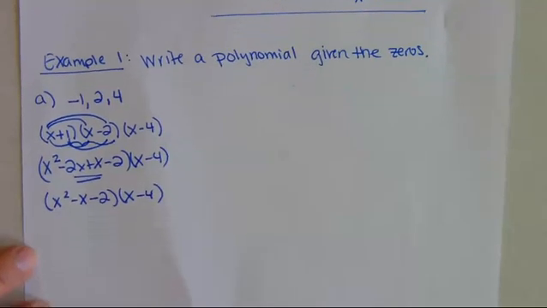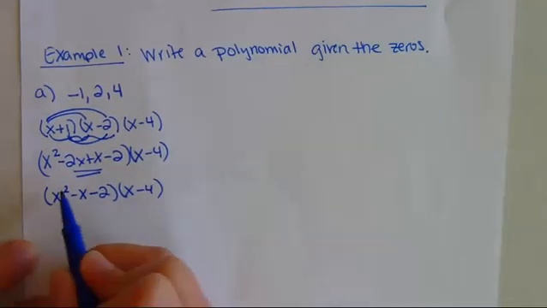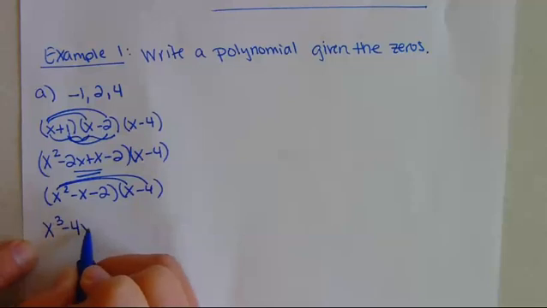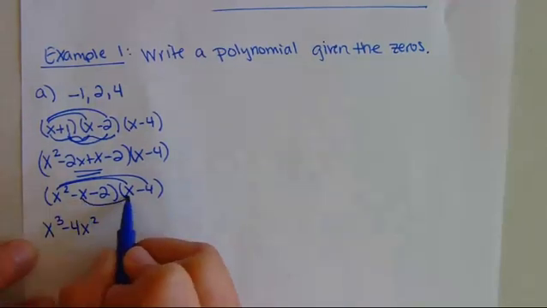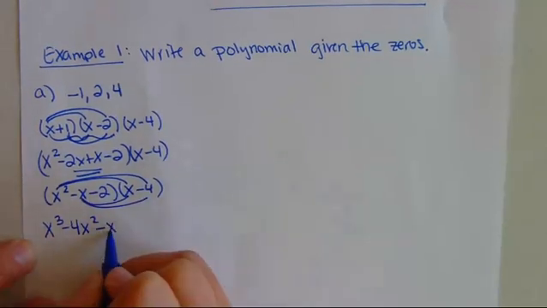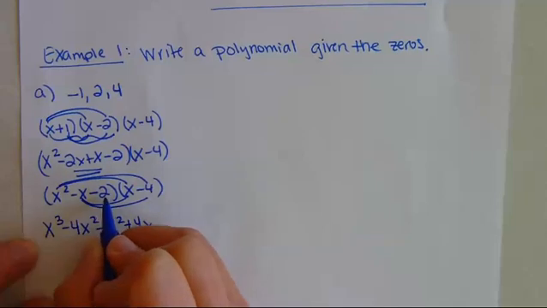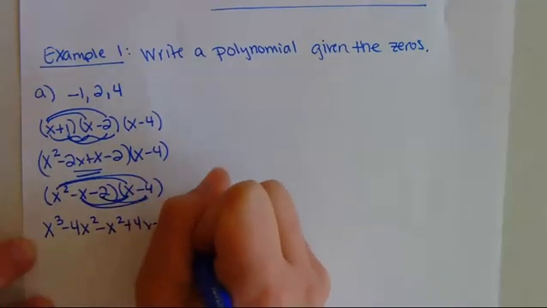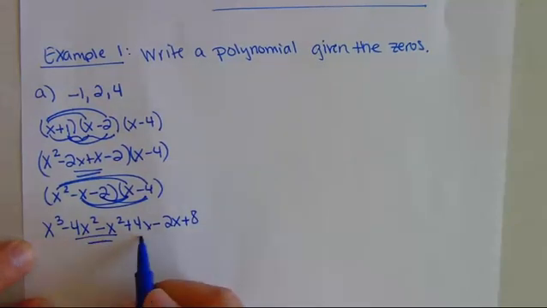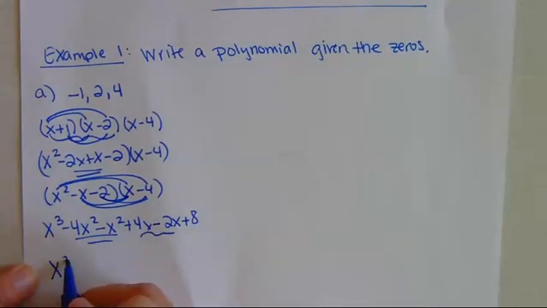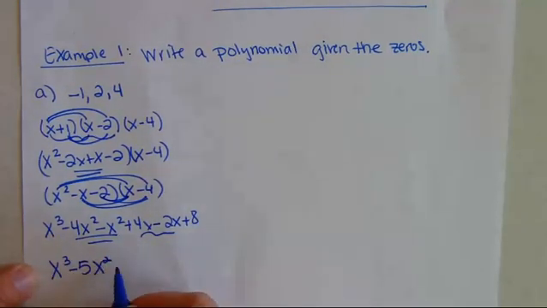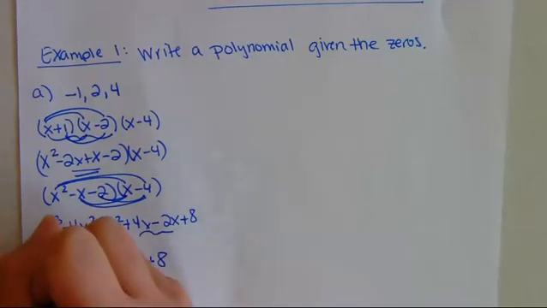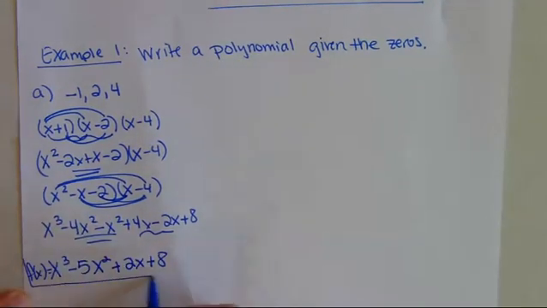Now we're going to multiply this trinomial times a binomial. So take x squared times each piece in the binomial. So x cubed minus 4x squared. And then take -x times each of those pieces. So -x squared plus 4x. And then -2x times -4 also. So minus 2x plus 8. Combine your like terms. So x cubed minus 5x squared plus 2x plus 8. So that's going to be our answer. Put an f of x here because we're writing that polynomial function.